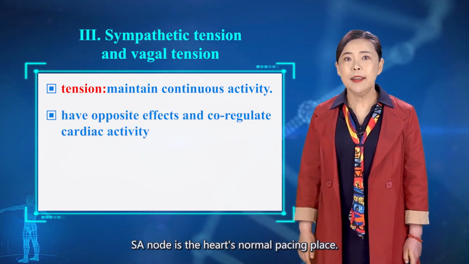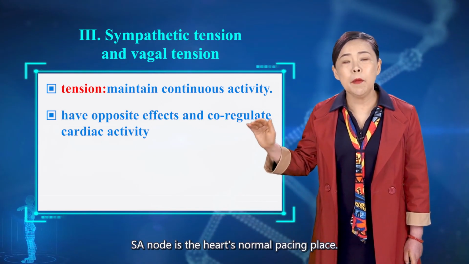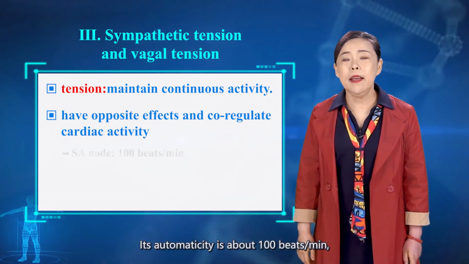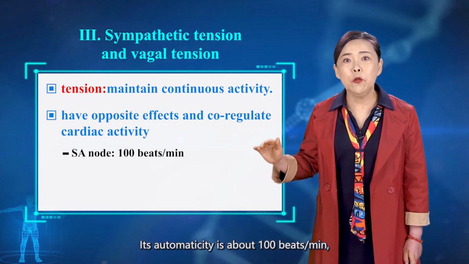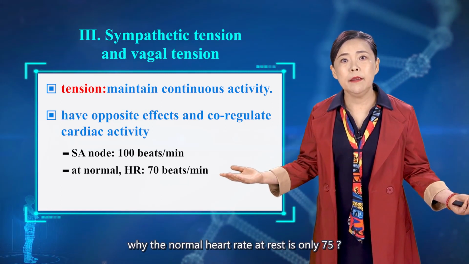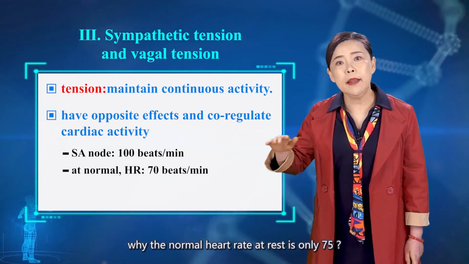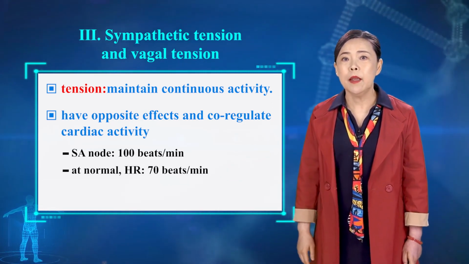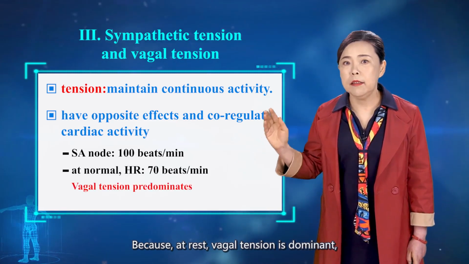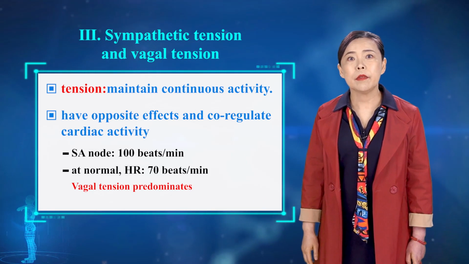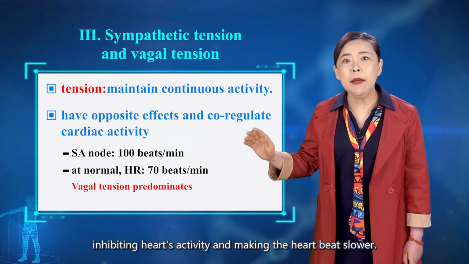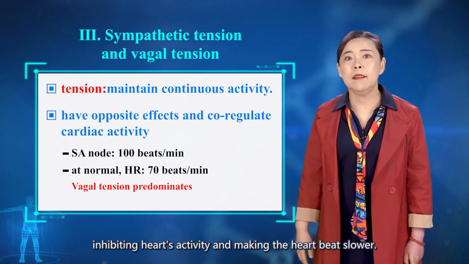The SA node is the heart's normal pacing place. Its automaticity is about 100 beats per minute, while the normal heart rate at rest is only 75, because at rest, vagal tone is dominant, inhibiting heart activity and making the heartbeat slower.